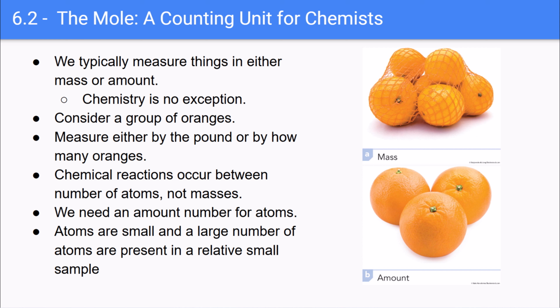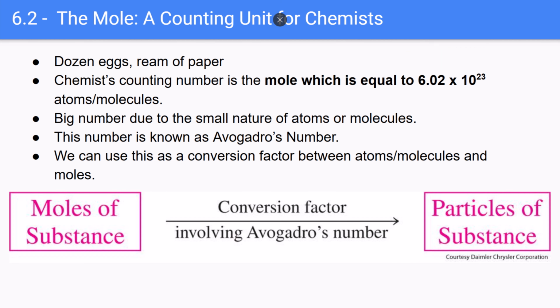So what's more important for us to know is not necessarily the masses of the materials we're combining together, albeit it's an important thing, but rather we need to understand how the atoms interact with one another and how many atoms of each we have, because that helps us understand how much product we end up getting. Atoms are small, and a large number of atoms are present in a relatively small sample, so we need a number that is relatively large in order to take into account the number of atoms that are present in an amount of something.